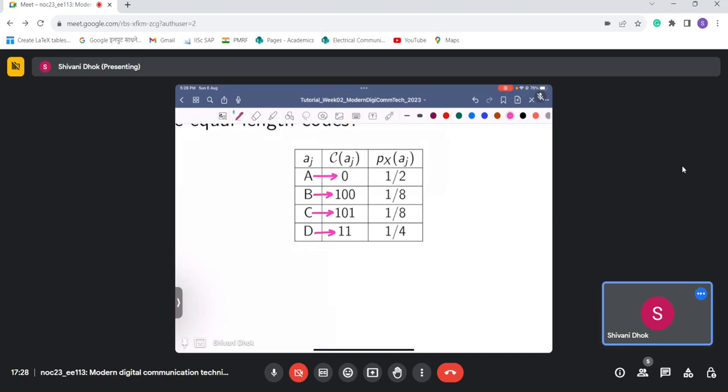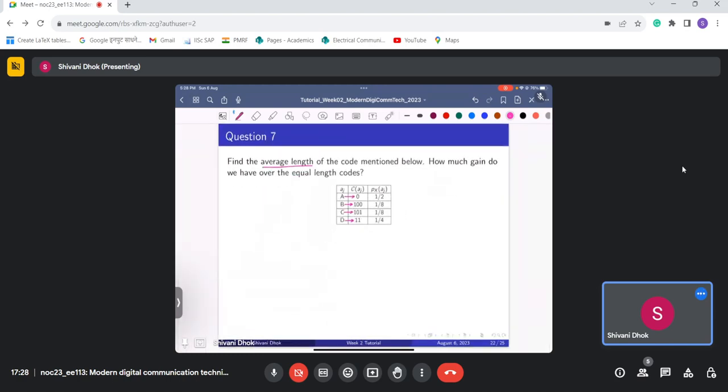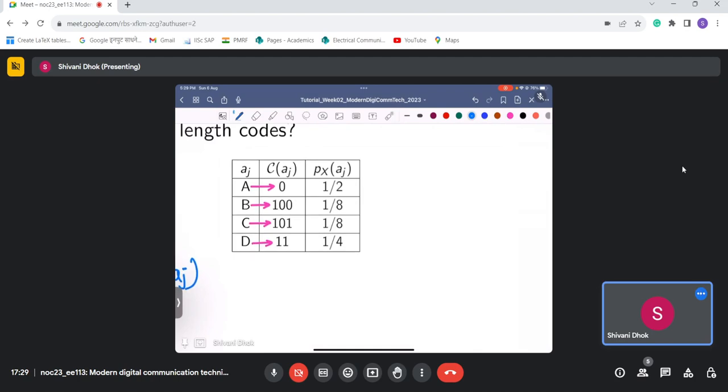Okay, now what we need to find first is the average length. That is, we need to find L bar, and this L bar is given as the summation over J equal to 1 to 4, since we have four code words, four symbols, that is A, B, C, D, of length of AJ into probability of AJ. Now let me add another column here, which gives me the length of AJ. Here, length of AJ when AJ is equal to A is 1. Length of the code word for B is 3. Length of the code word for C is 3. And length of the code word for D is 2.